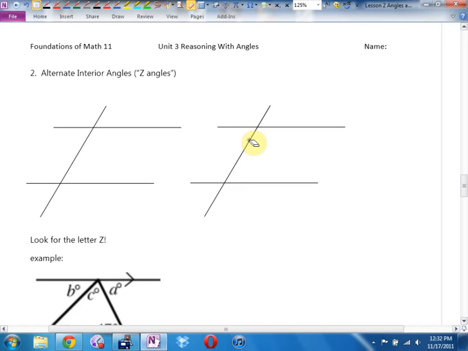Alternate interior angles, Z angles. There's two ways to remember this. I've seen some kids call these zangles. I remember it, Z is the last letter of the alphabet, A is the first letter of the alphabet. I kind of remember they go together. Z, alternate interior. You're looking for Zs. This angle right here and this angle right here are the same size.